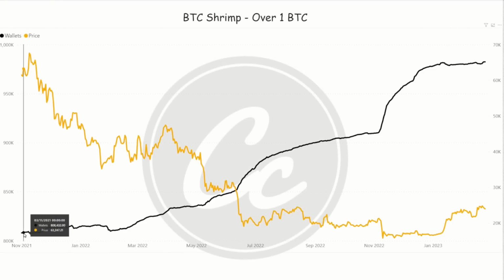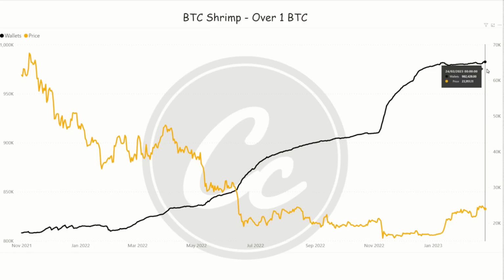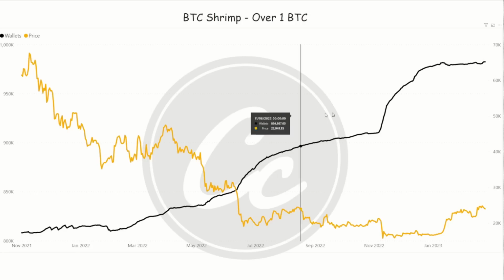You can see in November of 2021, there were 800,000 wallets with 1 Bitcoin or more. Now there are nearly 1 million, right? So we know that there's significantly more players, even at the smallest scale, yet we don't necessarily see the same amount of demand-driven pumps that we were seeing back in 2019 from fewer wallets. Anyway, nonetheless, let's stop derailing ourselves and move on.